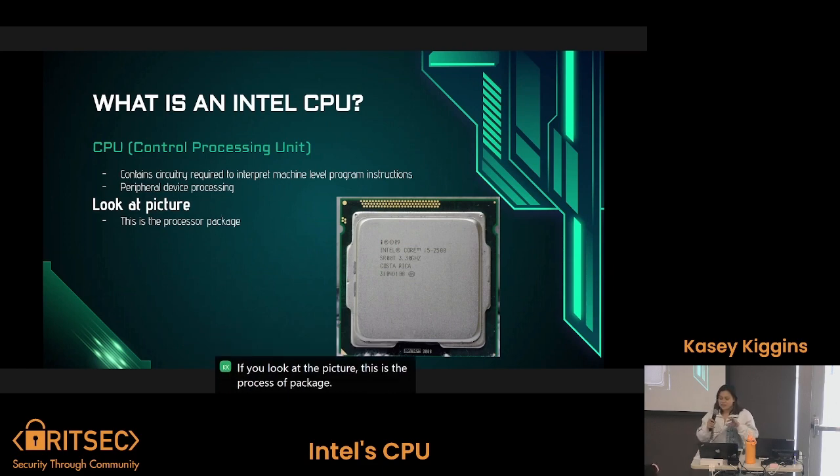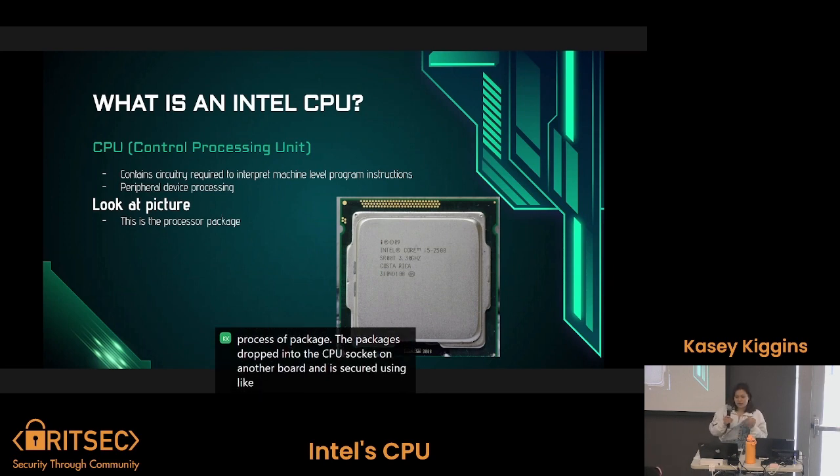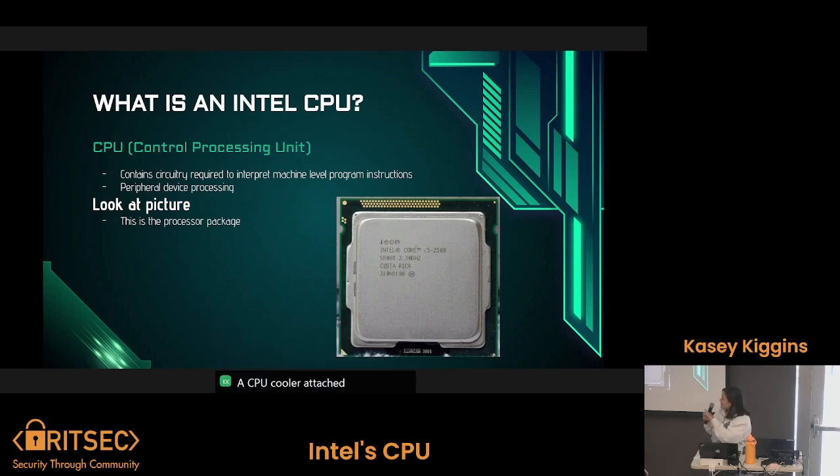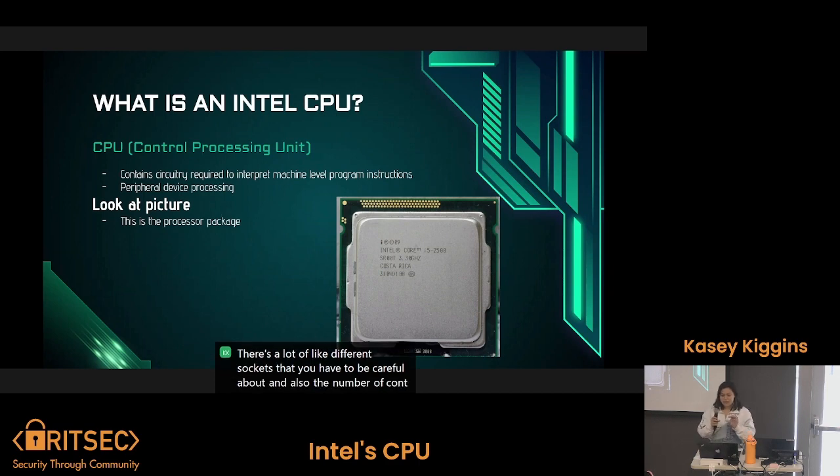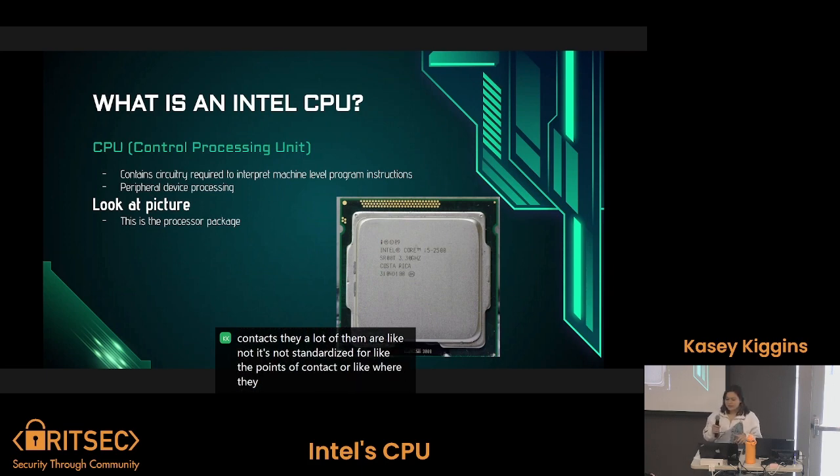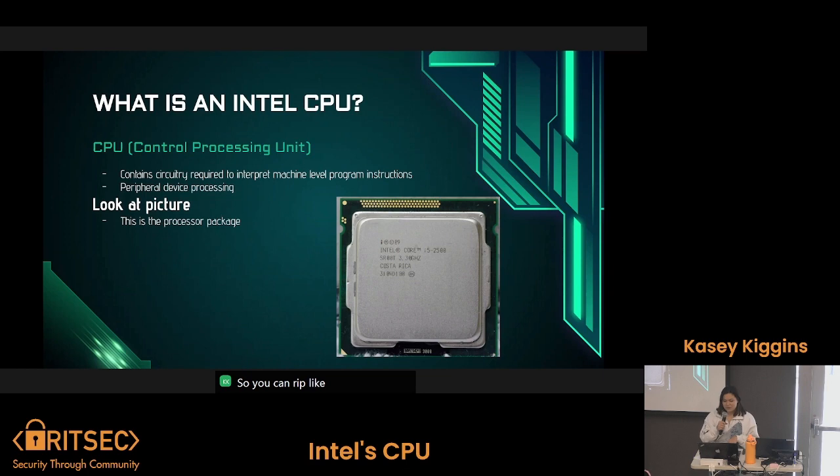The package is dropped into the CPU socket on a motherboard and is secured using a locking lever arrangement. A CPU cooler attaches to the processor package. If you ever want to detach one of these, I would be careful. There are a lot of different sockets, and also the number of contacts is not standardized, so you can rip parts off your motherboard very easily.